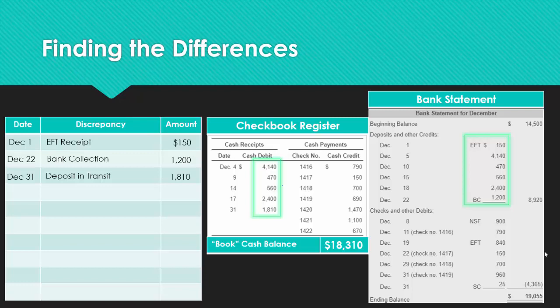And now all of our numbers line up. Everything that was either on our cash receipts of our checkbook register or the deposits in our bank statement, we've accounted for everything. We found our 3 discrepancies. All of the other numbers match up.